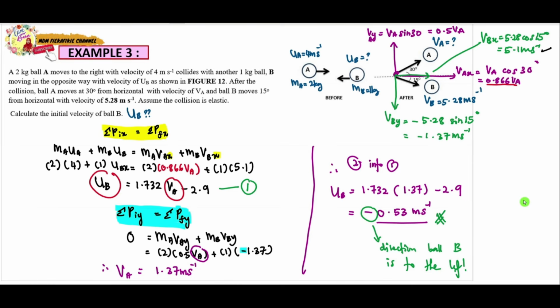Okay, untuk ini kita boleh bagi direction dia to the left, atau kita boleh cakap okay, to the left, atau kita boleh kata the direction of the velocity UB is opposite direction with ball A. Okay, so finish example number 3.